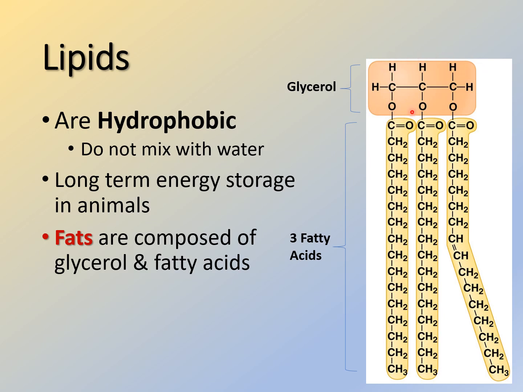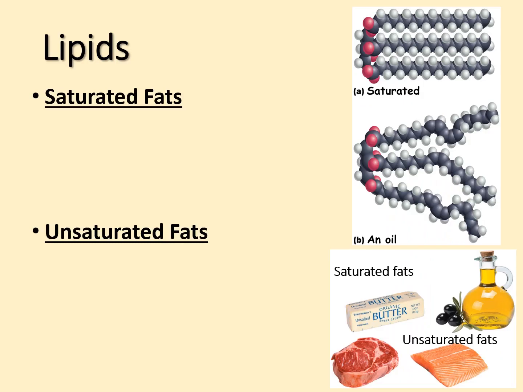So fats are composed of glycerol and fatty acids. So if we look at our picture over here, we have this glycerol head, they call it. Okay. So the glycerol then is attached to 3 chains of fatty acids. Okay. So we'll look at these different types of fatty acids and why they are important.